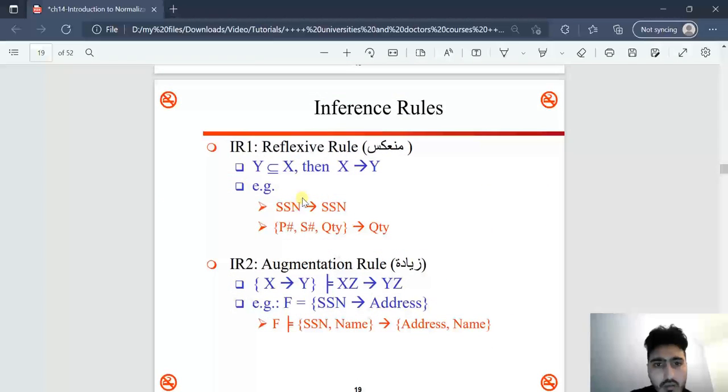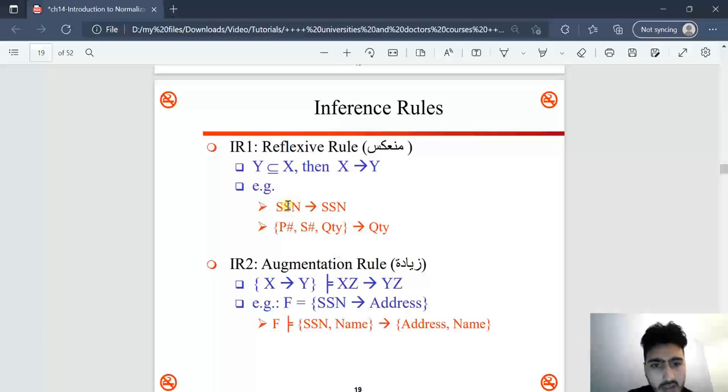We have other ways, or inference rules. There are 6 or 7 actually. We have the first inference rule, named the reflexive rule. This means if we have a functional dependency X determines Y, then Y is a subset of X, or if Y is a subset of X, then we can say that X determines Y.